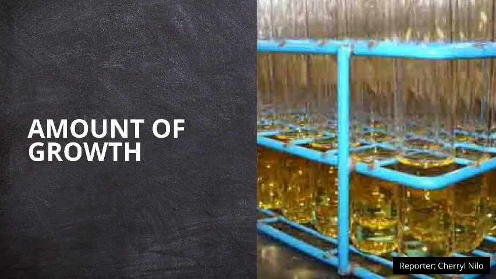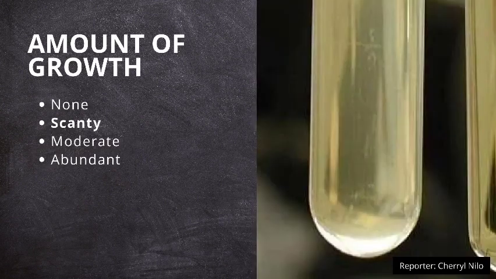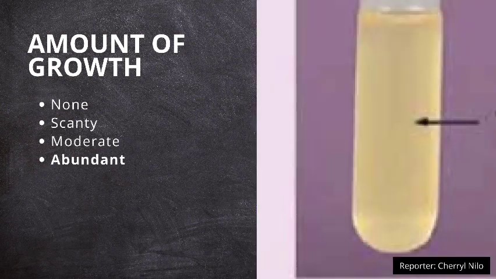The third characteristic of the bacterial culture in nutrient broth is the amount of growth. Here, we can see how much bacteria were cultured. First is none or no growth. Second is scanty or small amount of growth. Third is moderate or average amount of growth. And lastly, abundant or huge amount of growth.